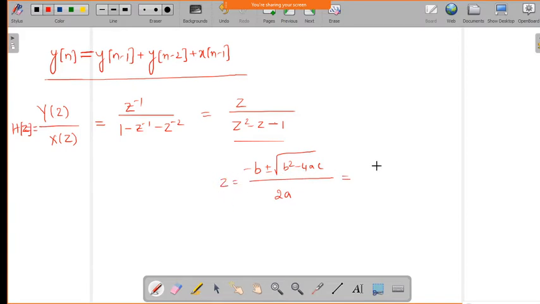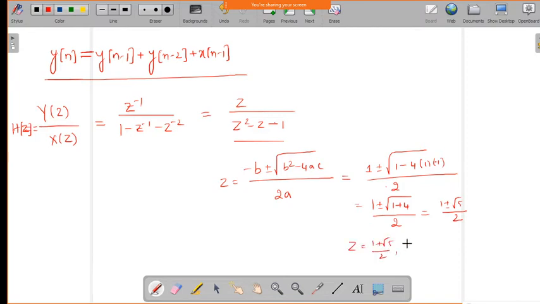Okay, so we will get 1 plus or minus root of 1 minus 4 into 1 into minus 1 divided by 2. So c is minus 1, you will get minus 1 here. Okay, so 1 plus or minus root 1 plus 4 divided by 2. This will give 1 plus or minus root 5 by 2. Now z value will be 1 plus root 5 by 2, and the other is 1 minus root 5 by 2. So these are all the roots of this equation.